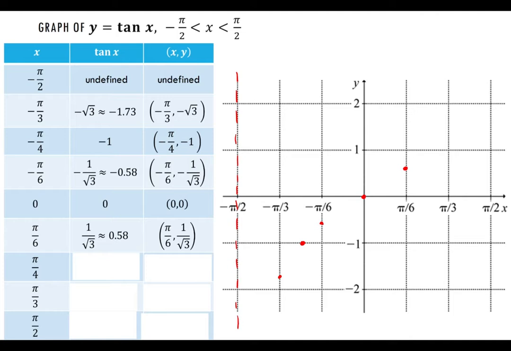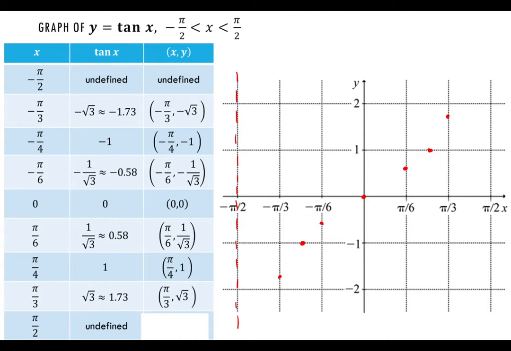Then, tangent of pi fourths. Tangent of pi fourths is 1. Tangent of pi thirds is root 3, which is approximately 1.73, so it's about right here. And then we plug in pi halves into tangent, and once again that's the division by 0 situation, and therefore it's undefined and the ordered pair doesn't really exist, but strictly because of that division by 0, we get a vertical asymptote.